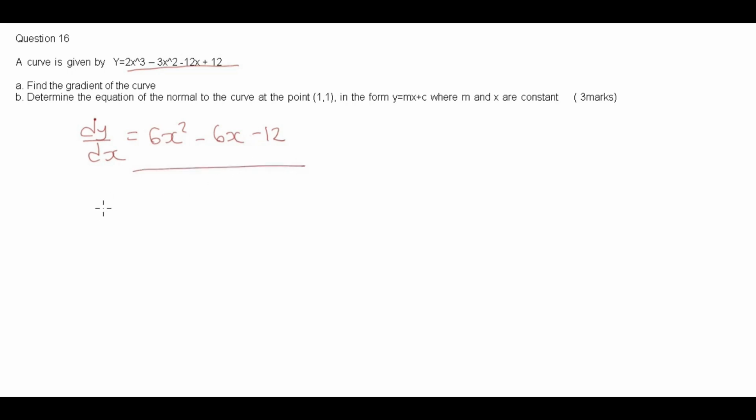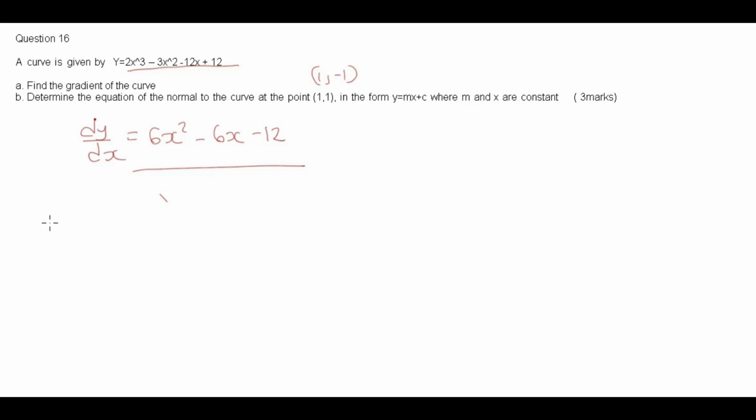Part B: determine the equation of the normal to the curve at the point (1, −1), in the form y = mx + c, where m and c are constants.